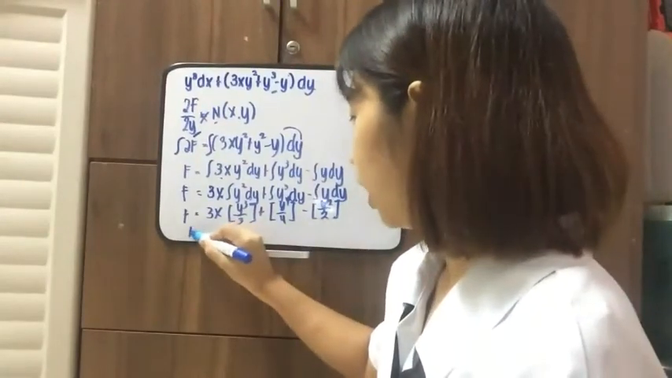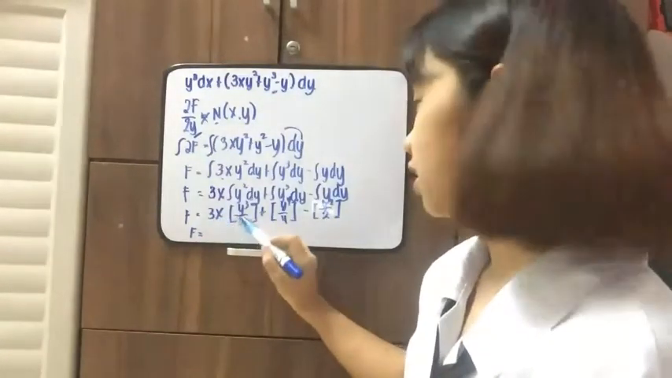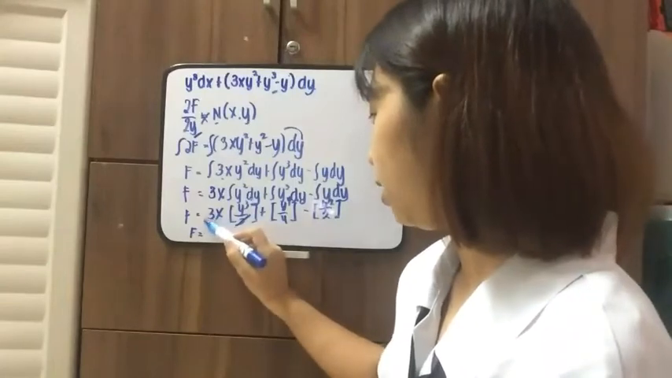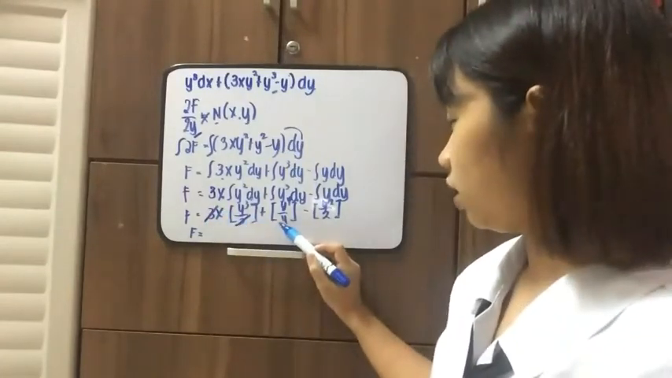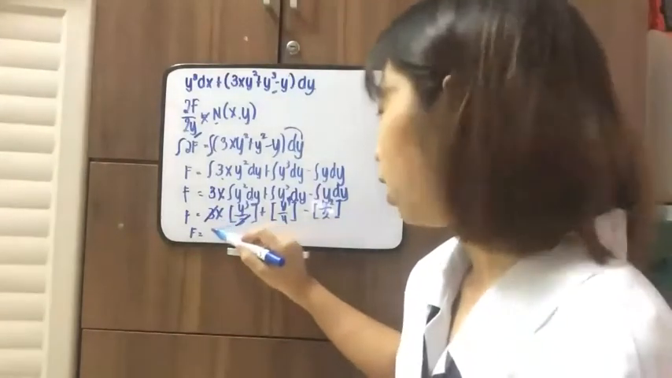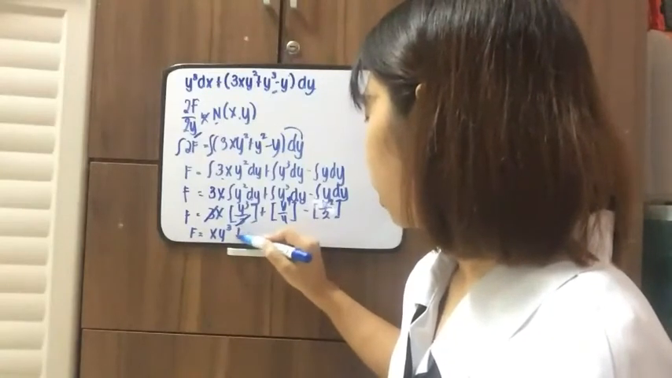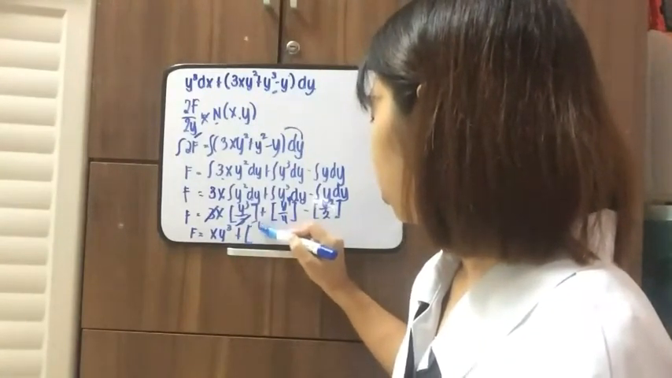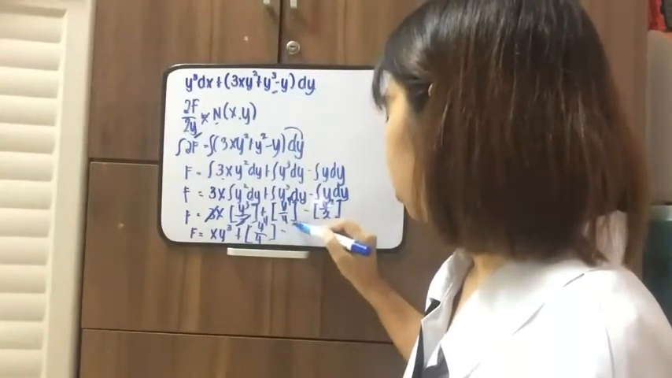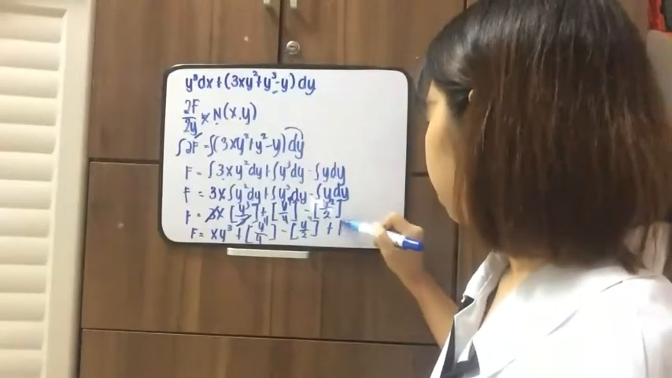Now, we can further simplify this. We can cancel 3 since they are the same. Cancel. Then, dito wala naman tayong pwedeng i-cancel at saka dito. So, sulat na natin yung natira. X, y cube, plus y raised to 4 over 4 minus y squared over 2 plus p of 1.